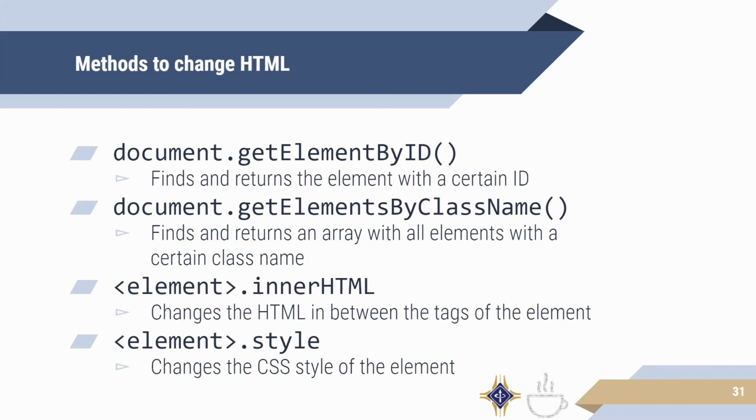And then 2 more specific methods are the elementName.innerHTML and the elementName.style. Now note, the element name here in the angle brackets does not mean the name of the elements that you want to modify, but rather the name of the JavaScript variable storing the element. So for example, the return value of getElementById dot innerHTML or dot style. And that allows you to manipulate both the HTML and the CSS of any particular tag.